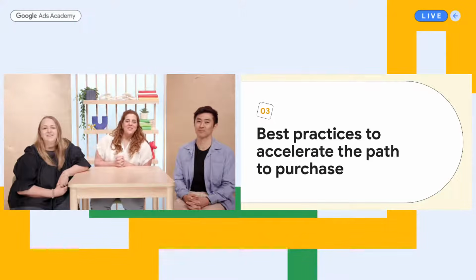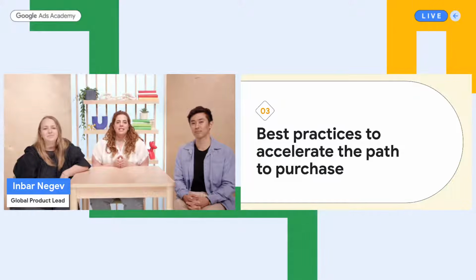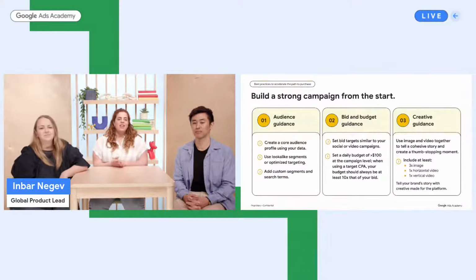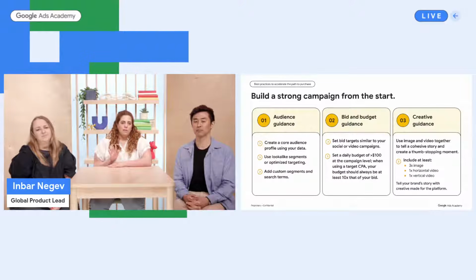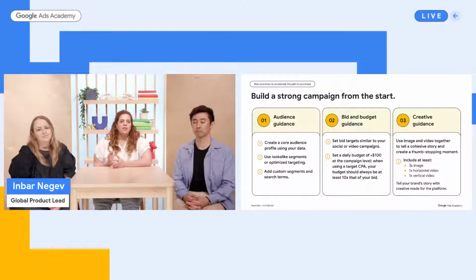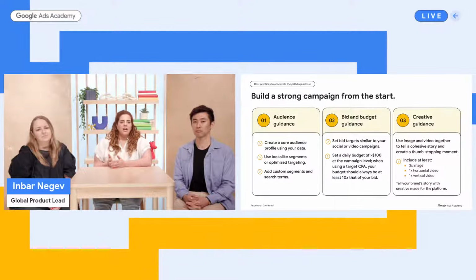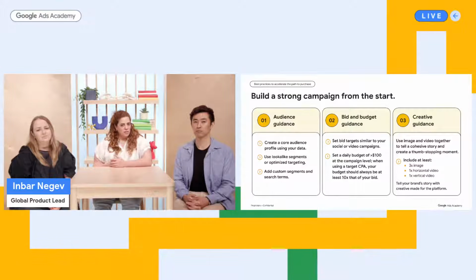Hi, everyone. So now that we've reviewed the roadmap, let's dive into some best practices to ensure your demand gen campaign is set up for success. To create a strong campaign from the start, we want to follow 5 core best practices. The first is audiences. Let's start with this. So we start with a core audience profile using first-party data, like a remarketing or a customer match list. We want to upload it to Google Ads and expand with a lookalike segment to find new, similar customers.